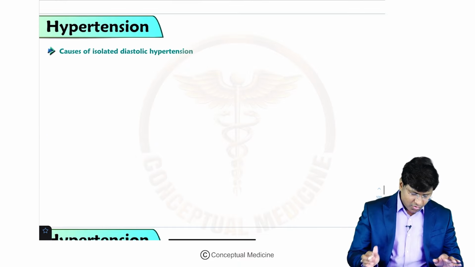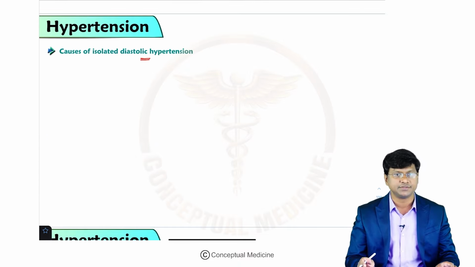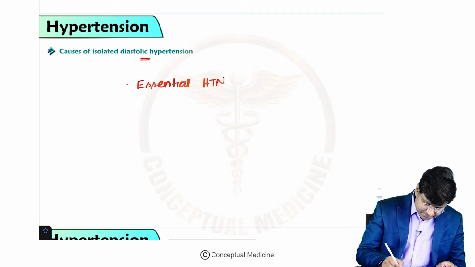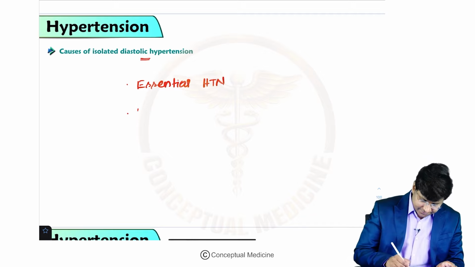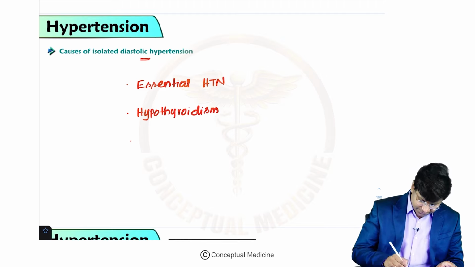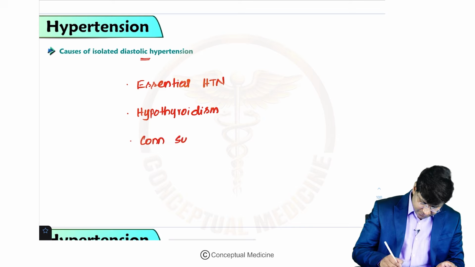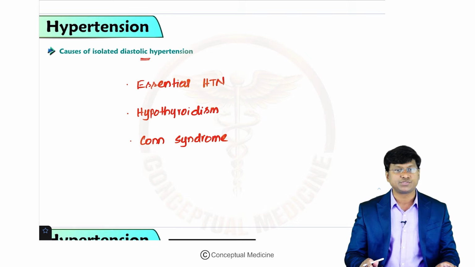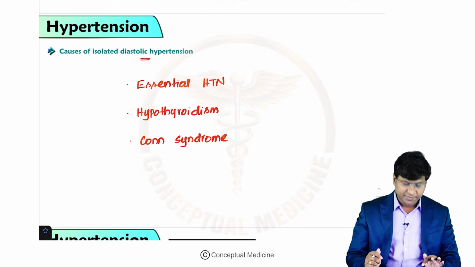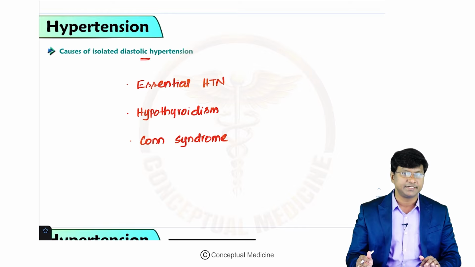So, what are the causes of isolated diastolic hypertension? Causes of isolated diastolic hypertension include number 1, essential hypertension. Number 2, hypothyroidism. And number 3, Conn syndrome. So these are the causes of isolated diastolic hypertension. Now, patients with diastolic hypertension definitely have to be given antihypertensive drugs.